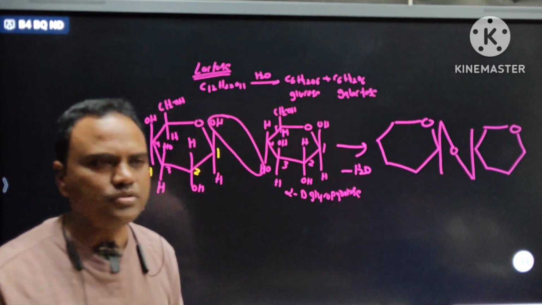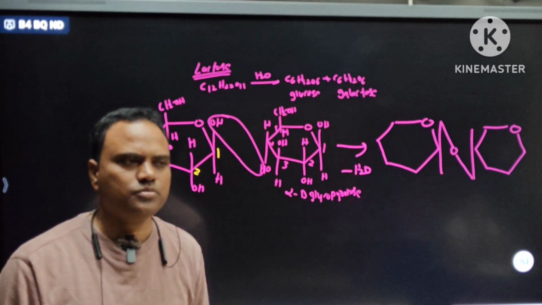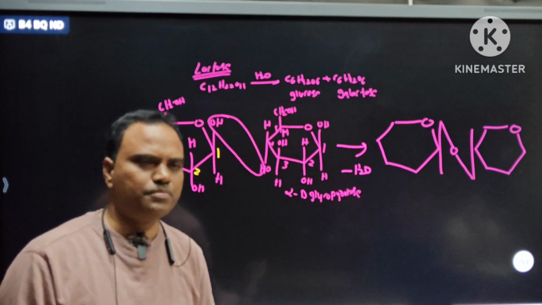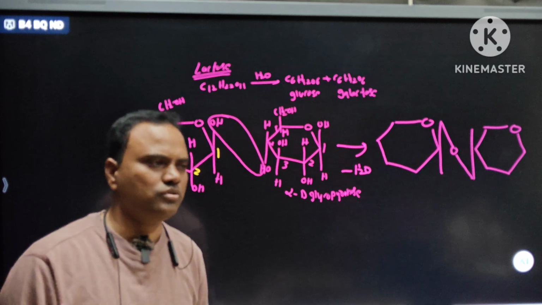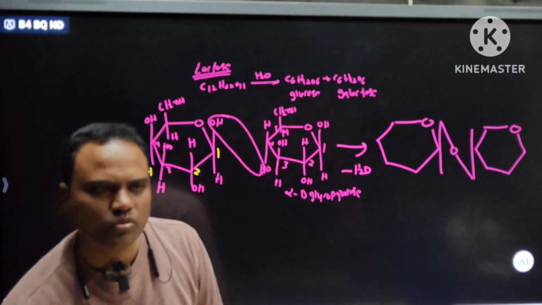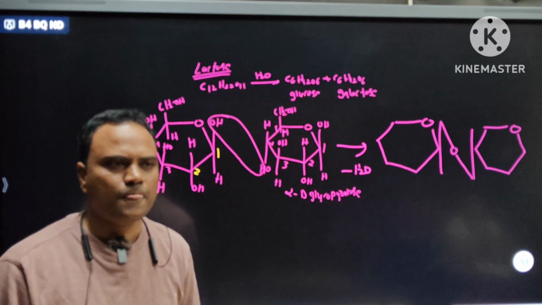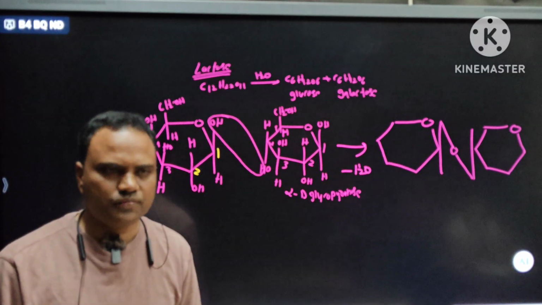And what about the properties? Is it a reducing sugar? Yes. Shows mutarotation? Yes. Except sucrose, the remaining two will show mutarotation and the remaining two are considered reducing sugars. Okay. Go through the PDF perfectly.